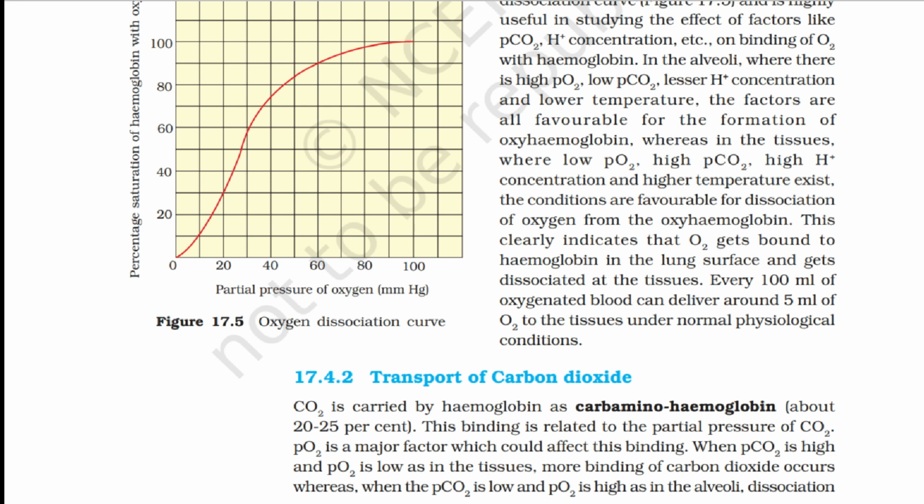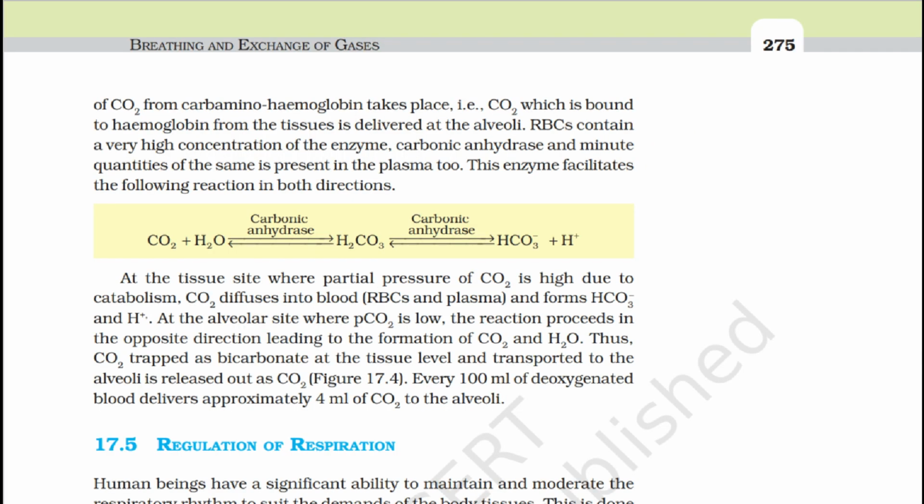When PCO2 is high and PO2 is low as in the tissues, more binding of carbon dioxide occurs, whereas when the PCO2 is low and PO2 is high as in the alveoli, dissociation of CO2 from carbaminohemoglobin takes place, i.e., CO2 which is bound to hemoglobin from the tissues is delivered at the alveoli.